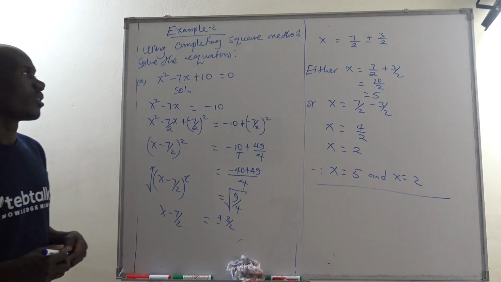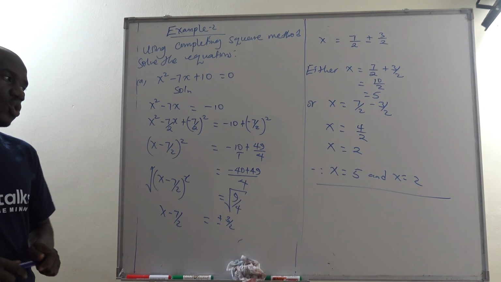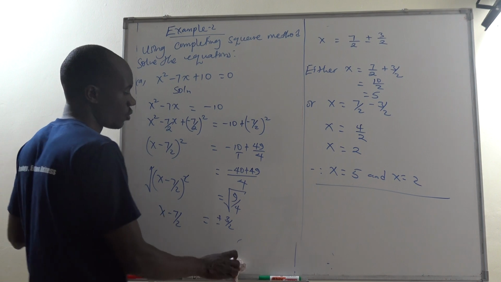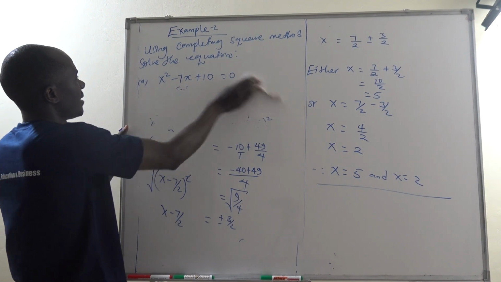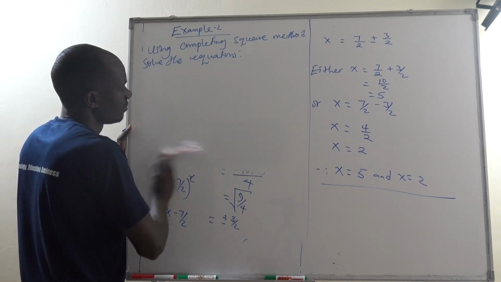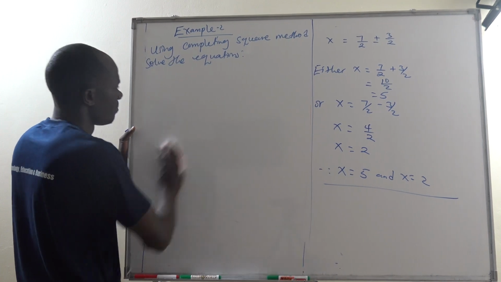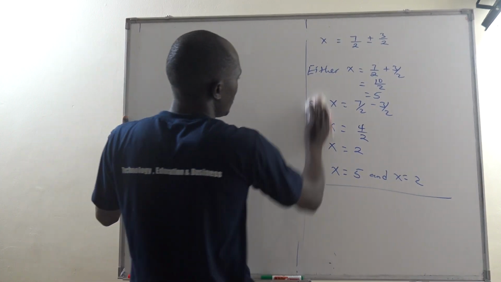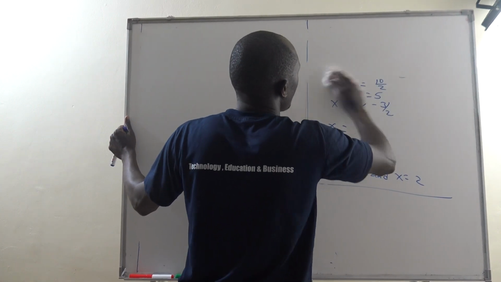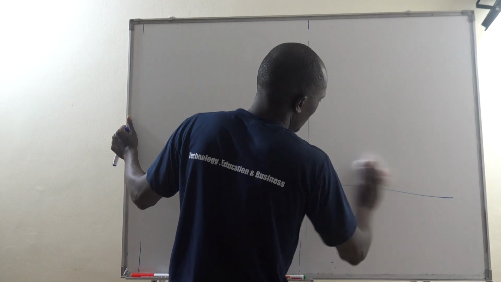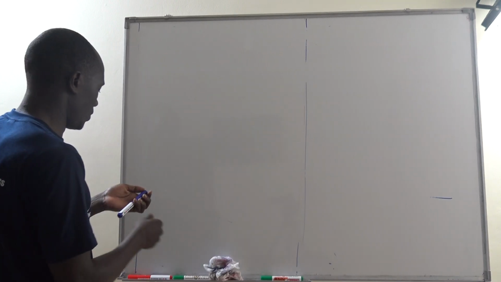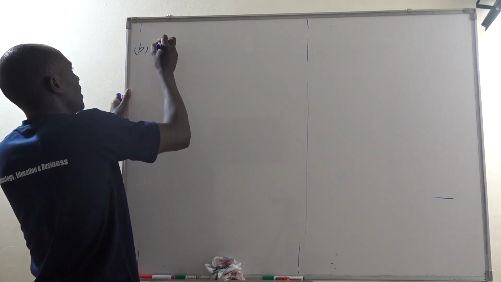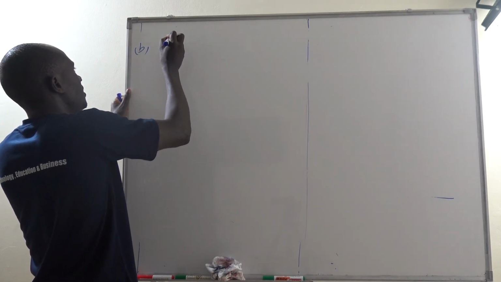We have already solved that one. So we are going to go on. That was part A of the example. So we are going to go to part B. Still using the completing square method to solve the following quadratic equations.